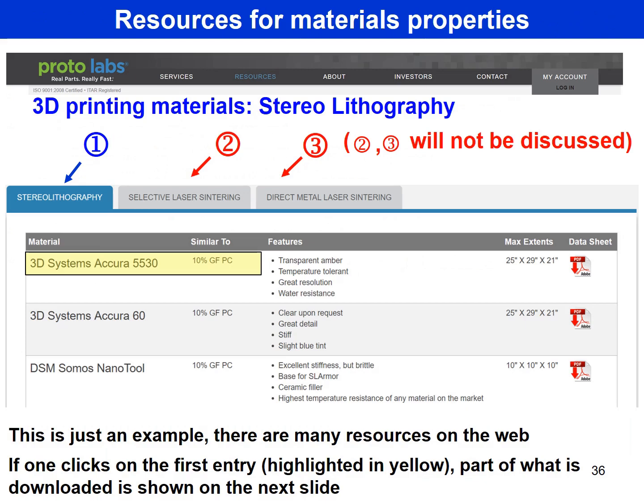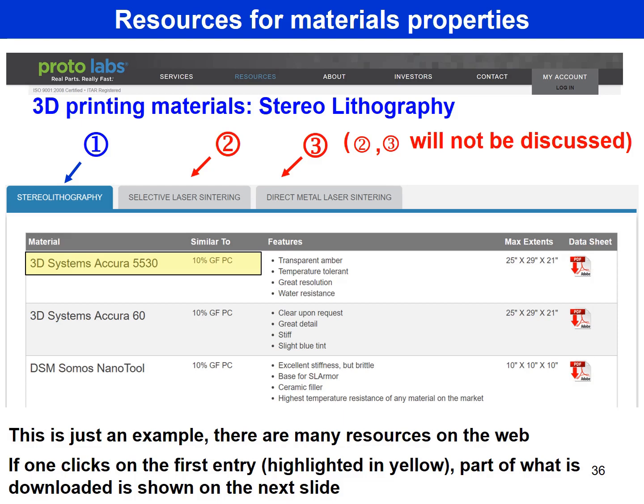There are a number of resources for materials properties on the web. This will not be discussed, all of them. Will only be mentioned stereolithography. Part 2, dealing with selective laser sintering materials, and direct metal laser sintering will not be discussed. It can just be downloaded, as one can see, from this PDF icon.